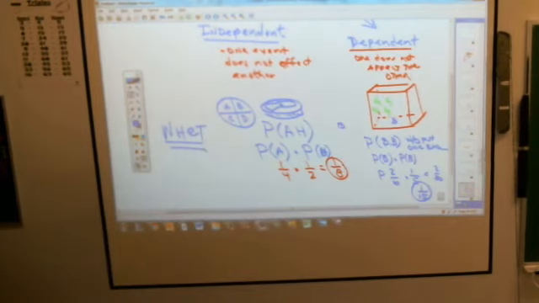Take a look at page 208, everybody. The directions say identify this as independent or dependent. Do they stand alone, or does what happens in the first thing change the probability of the second thing? Letter A says if you choose a card from a deck of cards, replace it, and then a second card is chosen. Is that dependent or independent?